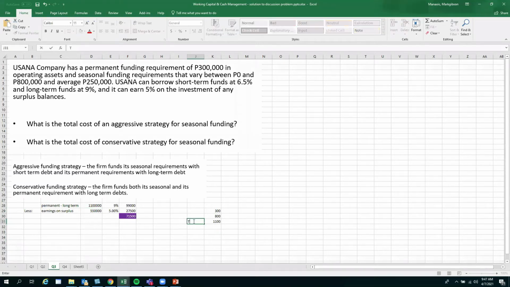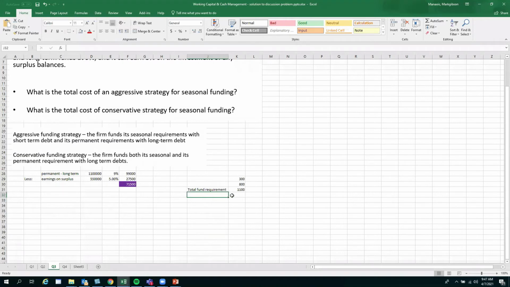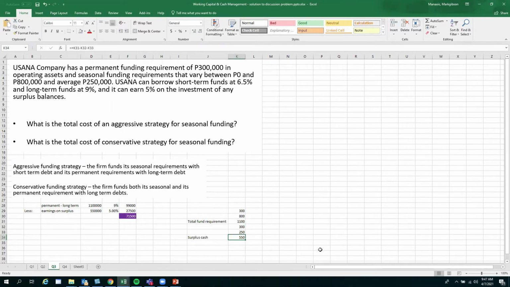So this is your total fund requirement. Pero yung total fund requirement mo, ano ba yung mga immediate lang? So you'll have your permanent requirement of 300 and average seasonal requirement of 250. So that's 1.1 million less 300 less 250. Meron ka ngayong surplus cash of 550,000. Ngayon sabi class, sabi ng problem, surplus balances may be invested and it can earn 5%.